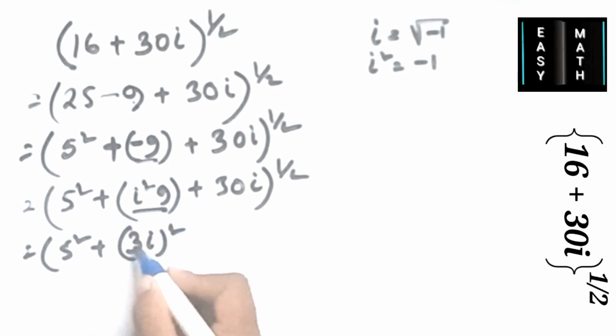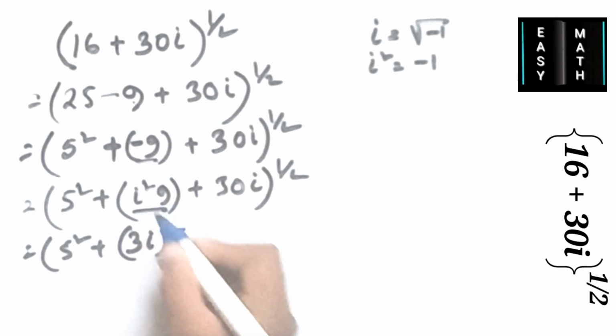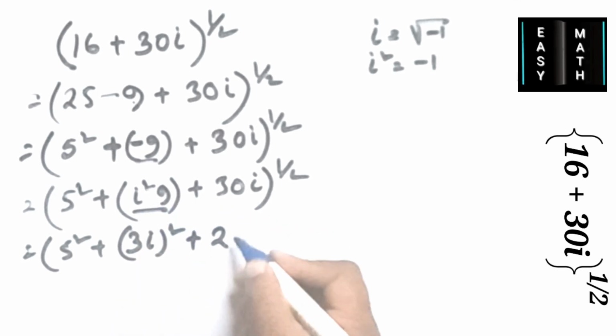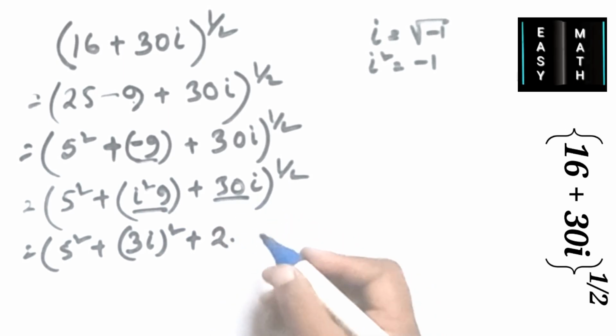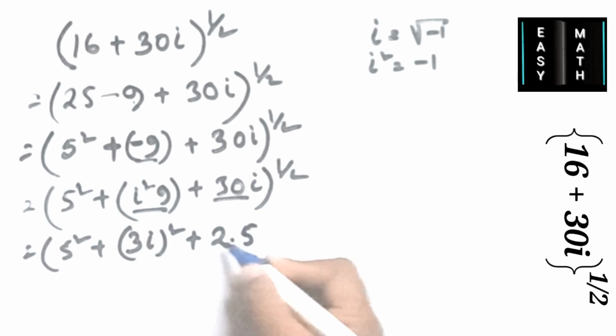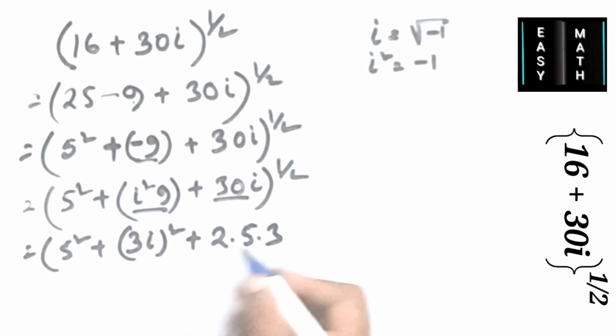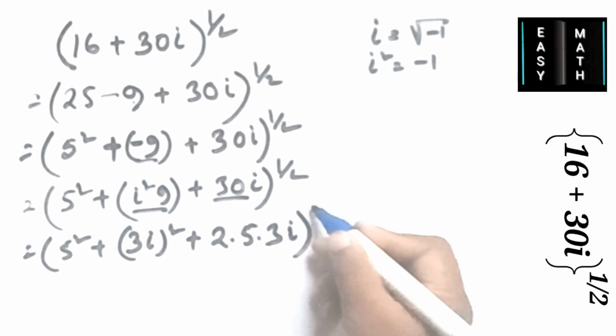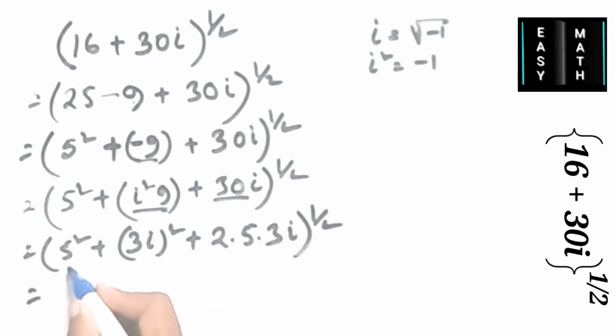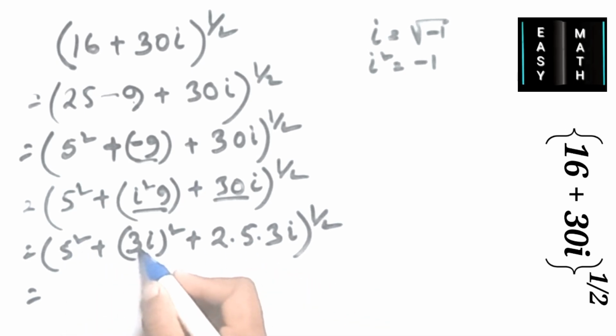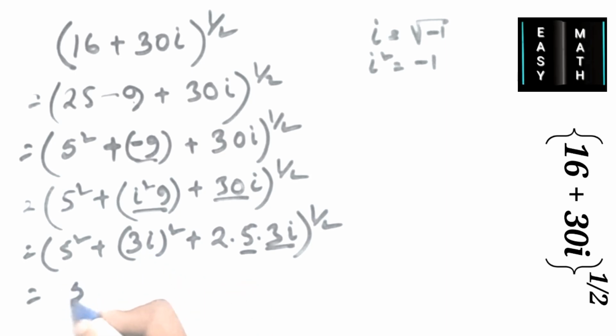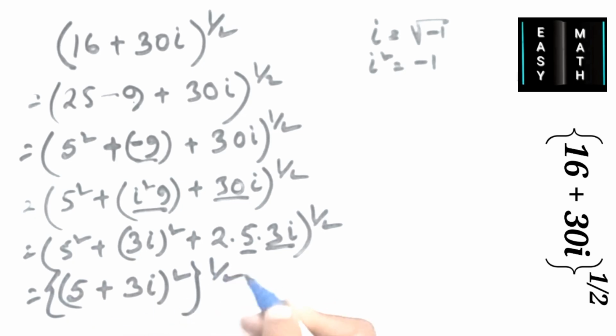This is 3 square, and now this 30i we can write as 2 into 5 into 3i. Now this is 5 square, 3i square, and this is a 3, this is 5. So 2ab, and this is a square and this is b square. So the formula is 5 plus 3i, the whole square.